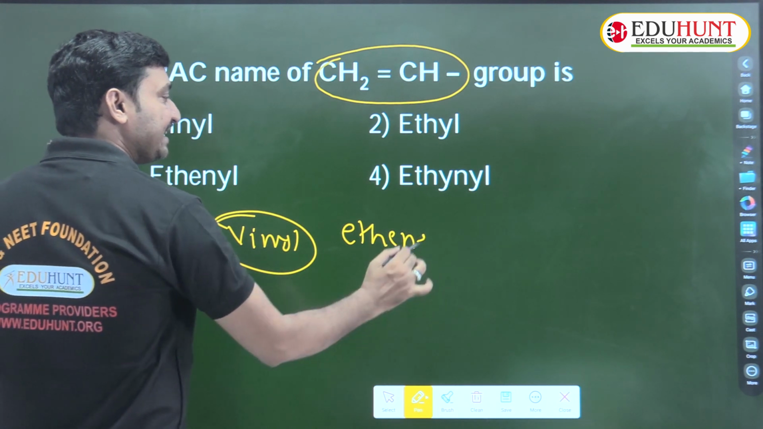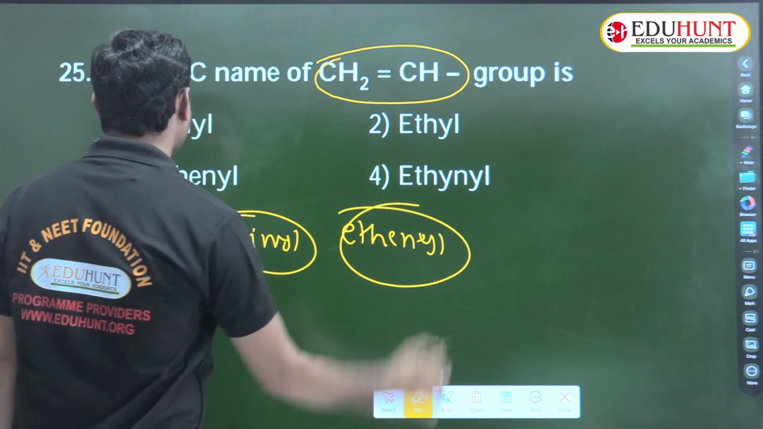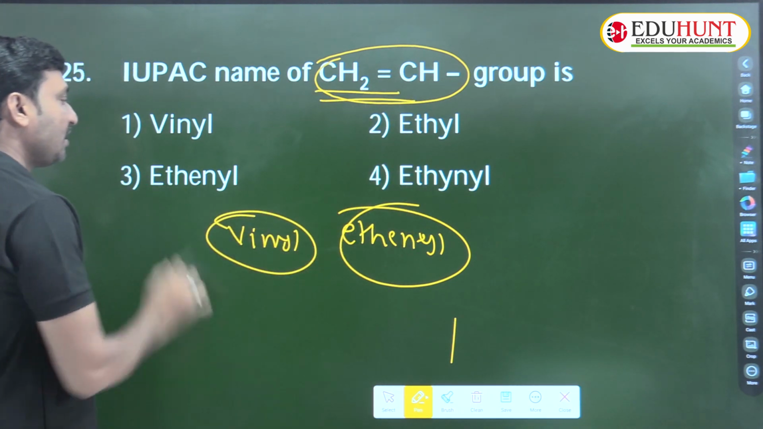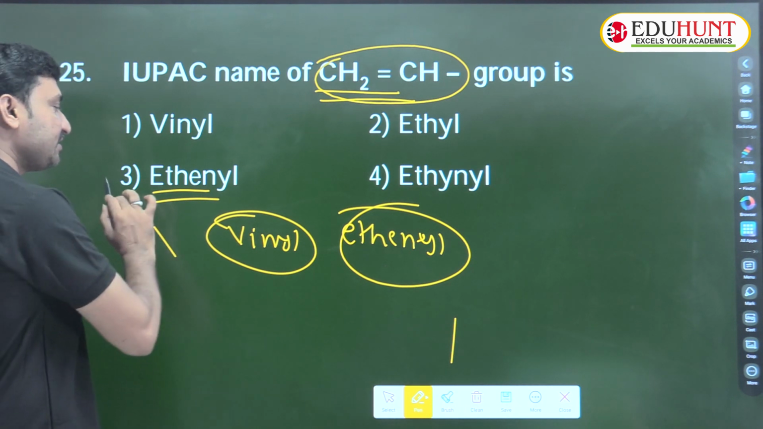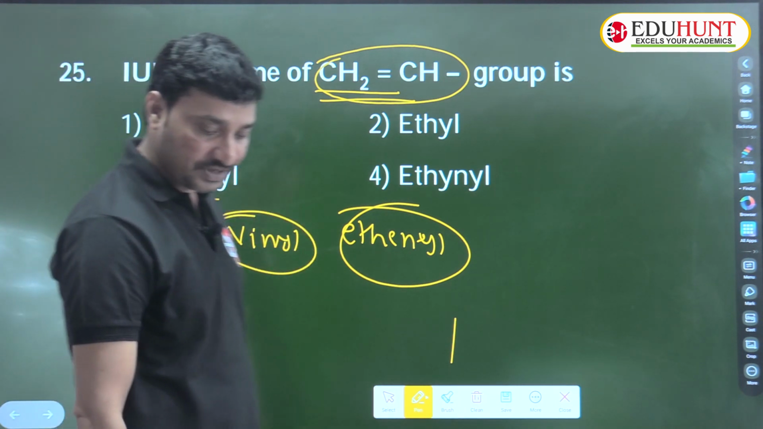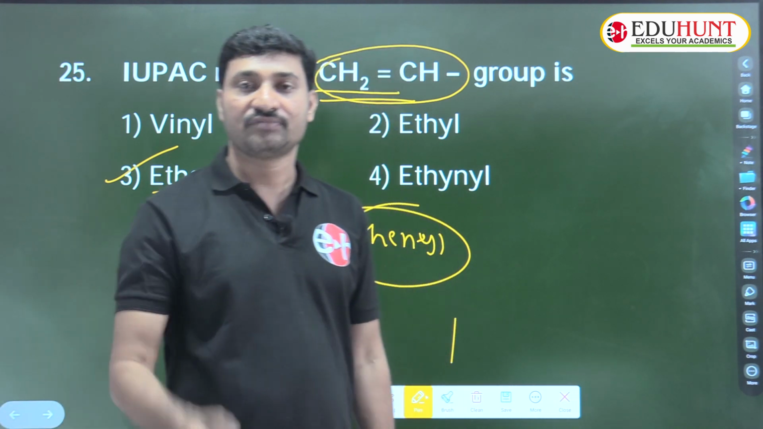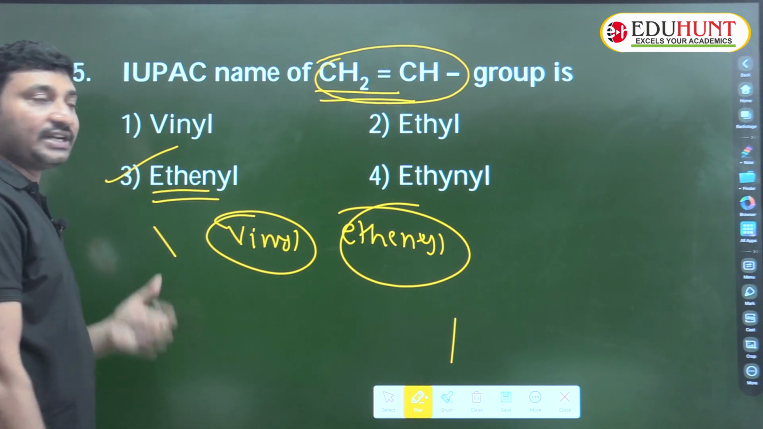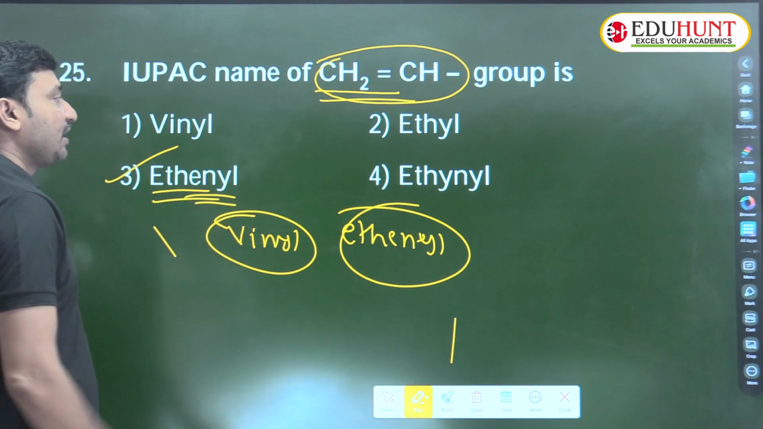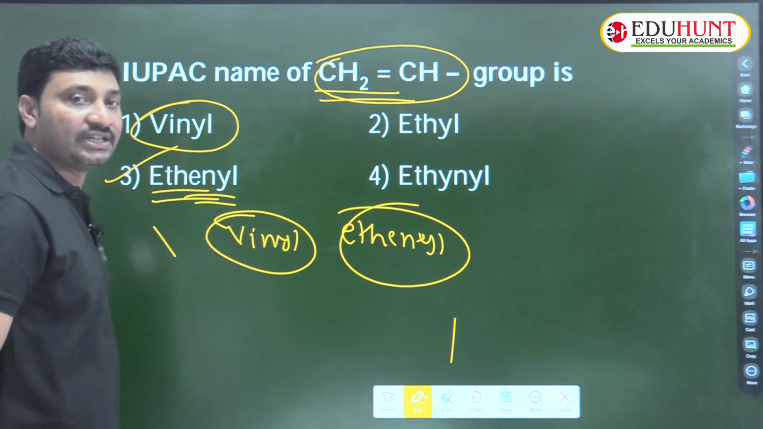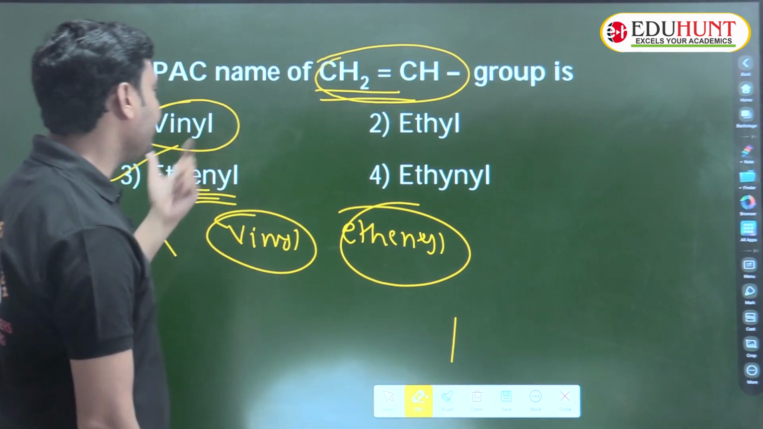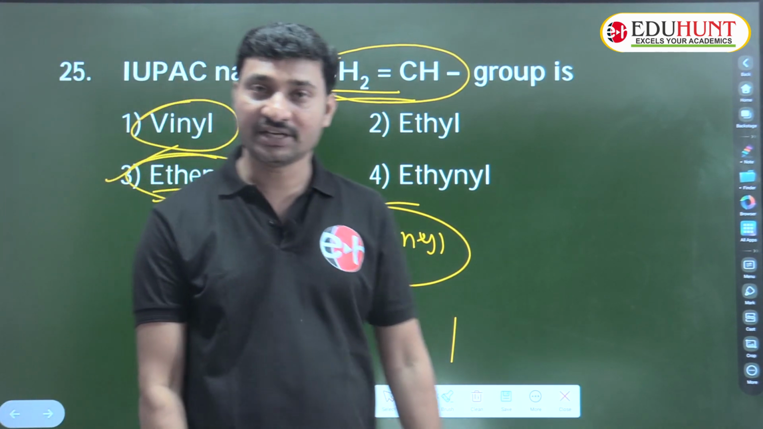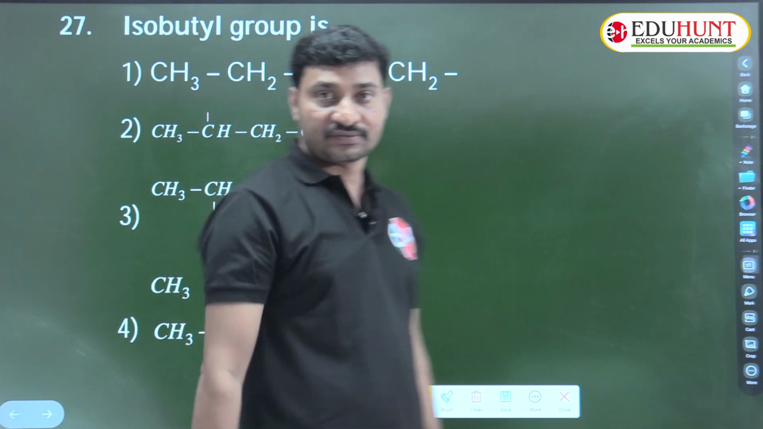This is named as vinyl, also named as ethenyl. Ethenyl we generally call the IUPAC name, and vinyl we call the general common name, right? Common name vinyl, IUPAC name ethenyl. Clear? Right. Next question.